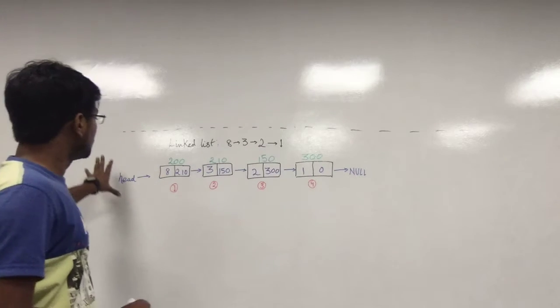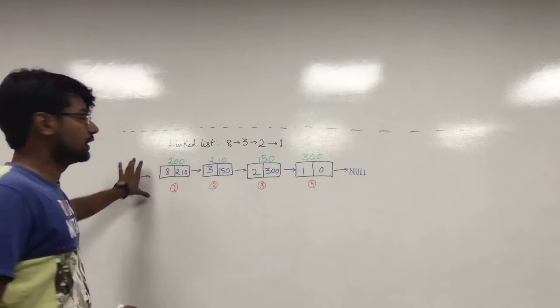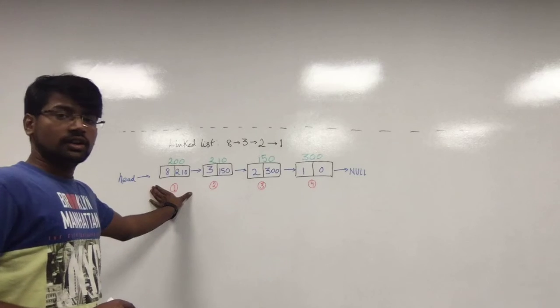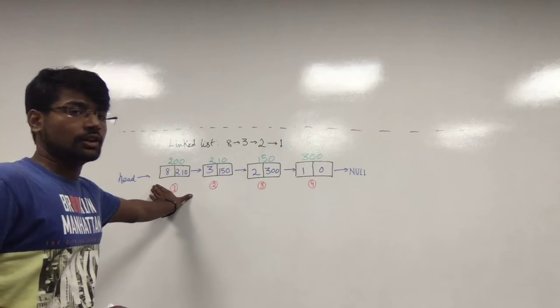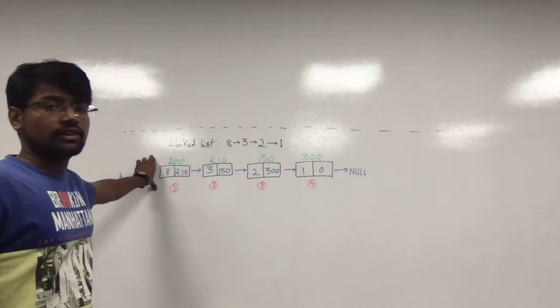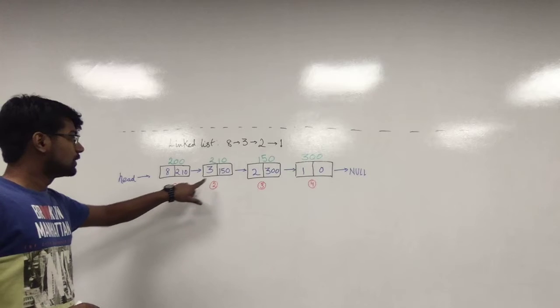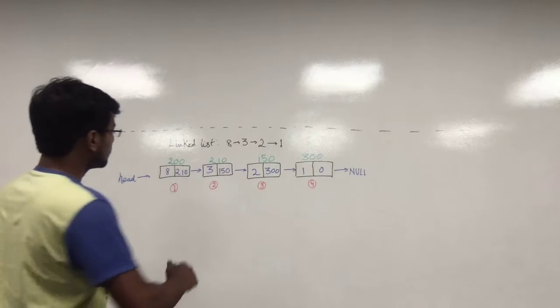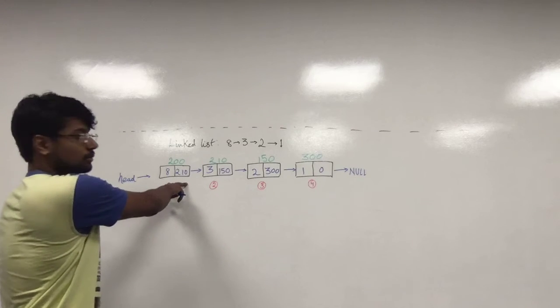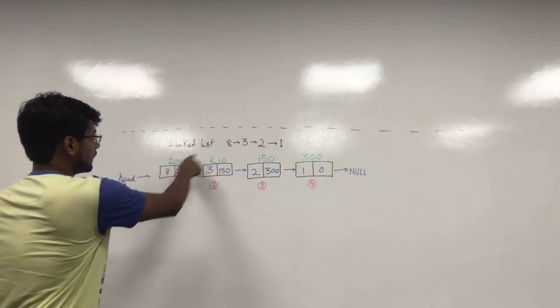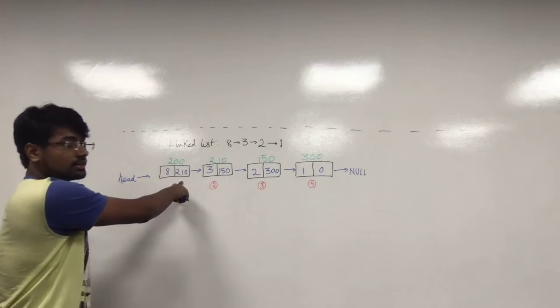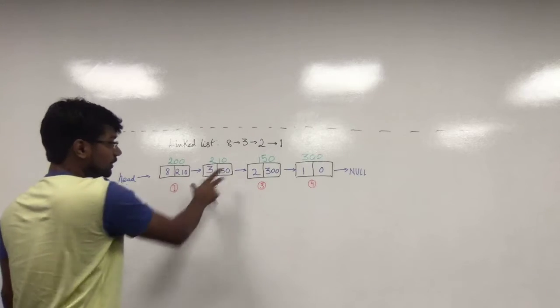So let's talk about the representation of a linked list in the memory. Each element in a linked list is called a node, and each node has its value, which is called data, and the address to the next node. So here you can see we have these two fields in a particular node. 8 is its data, and 210 is the memory address of the corresponding node.